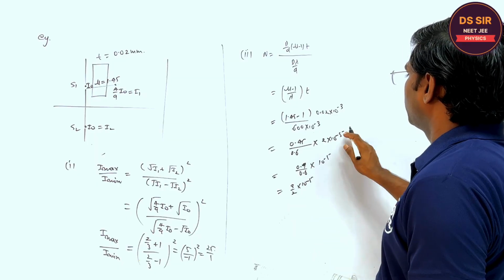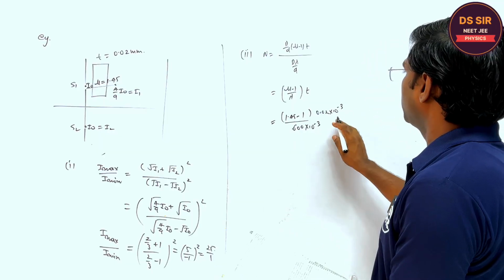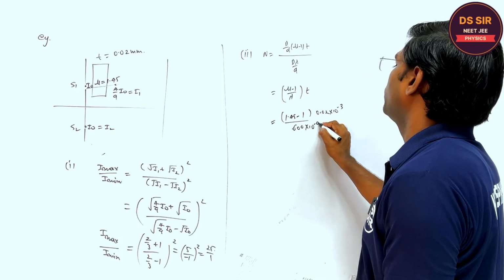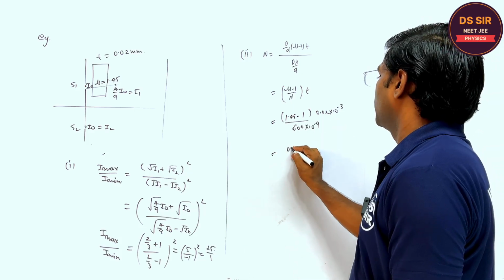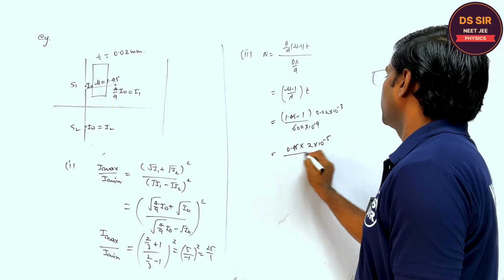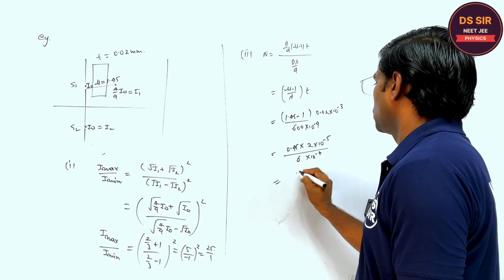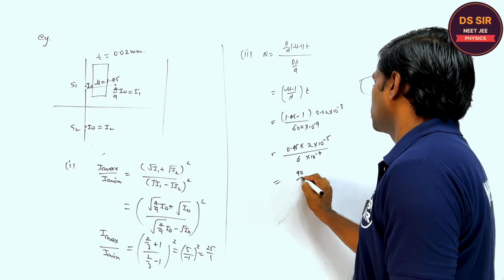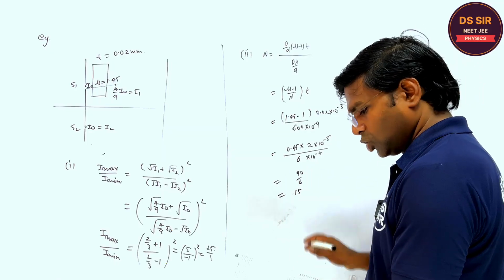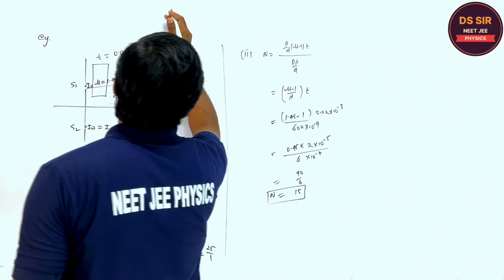Wait for 1 minute. How many shifts are there? It is 600 nanometer. Now it is fine. 0.45 into 2 into 10 to the power minus 5, upon 6 into 10 to the power minus 7, right? So 90/6. 6 sixes are 36, 6 fives are 30. So n is equal to 15. So the 15 fringes shifted, right?